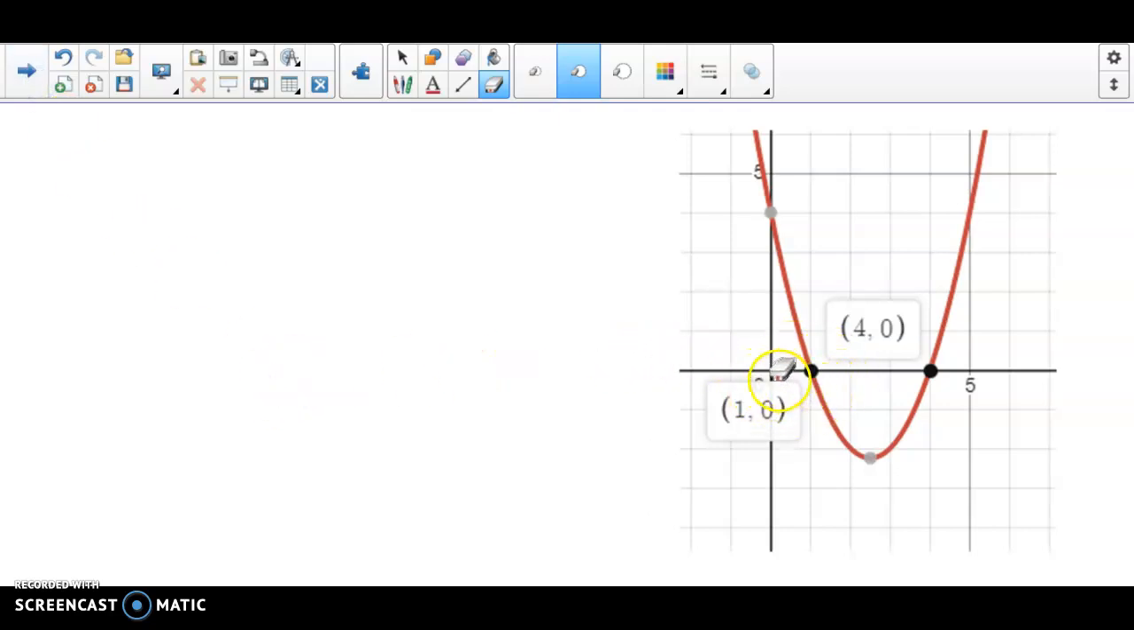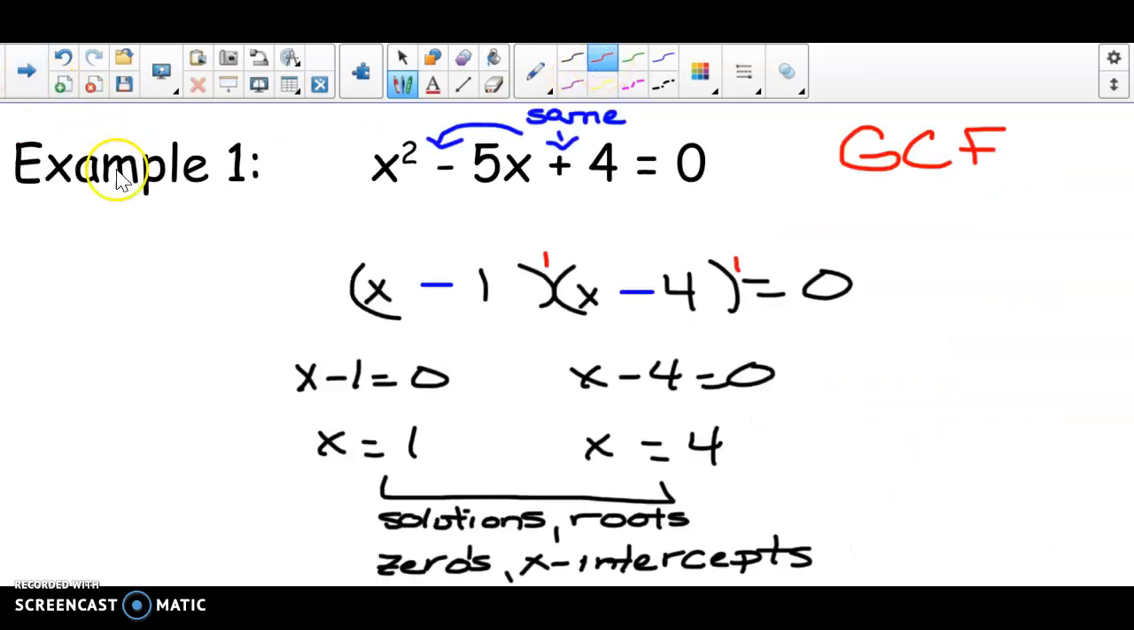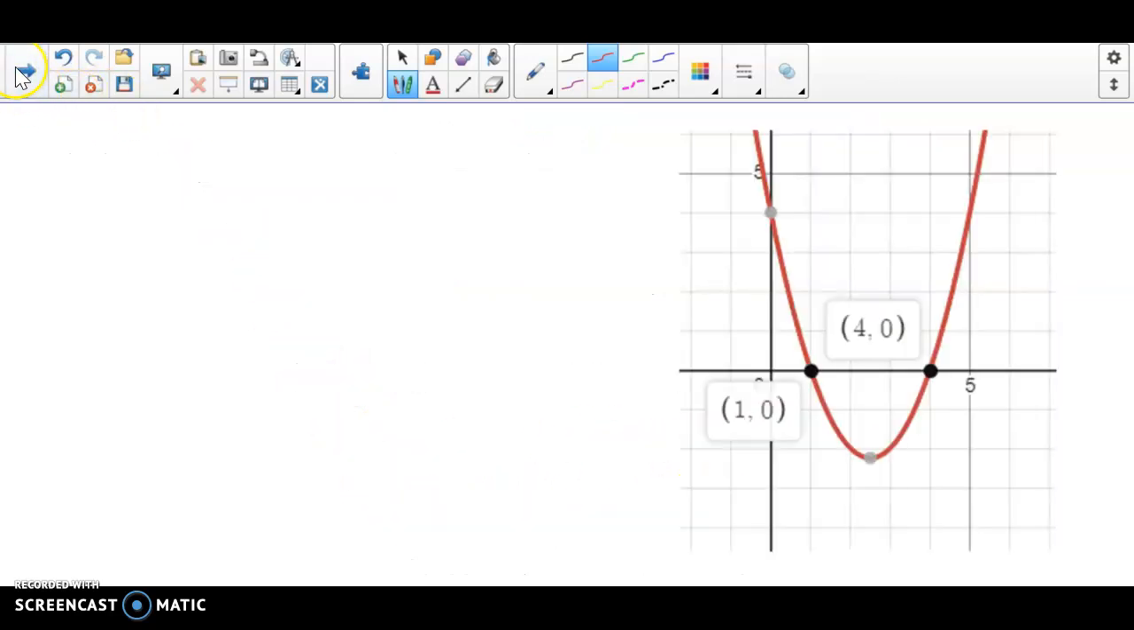I've got my points where it crosses at 1, 0 and at 4, 0. So if you notice, I have my answers, I have my solutions here, and because they're odd exponents, they cross through those points. So you should be able to recognize that it's going to go through the x-axis. And this is what I mean by going through the x-axis.